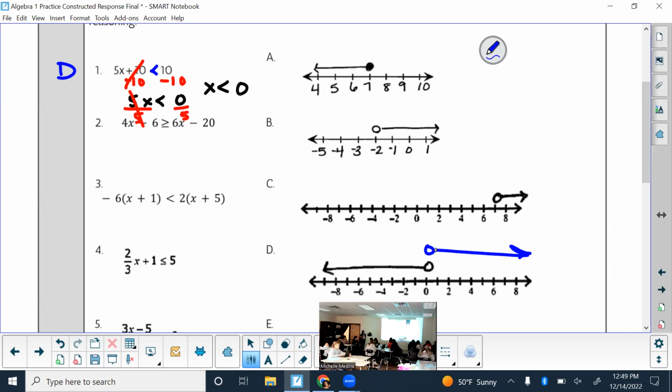Because x is less than 0, so I should be able to, well, let me back up. The opening always faces the bigger number. So we're saying that x is smaller than 0, my arrow should be drawn on the numbers that are smaller. Like, is -2 less than 0? So that's the correct one. Is 4 less than 0? So then you wouldn't pick that one. Questions there?